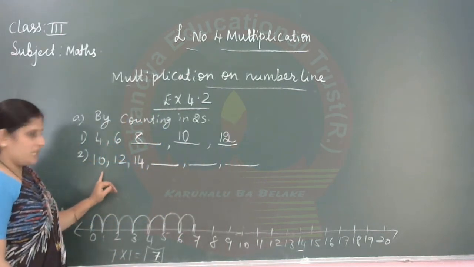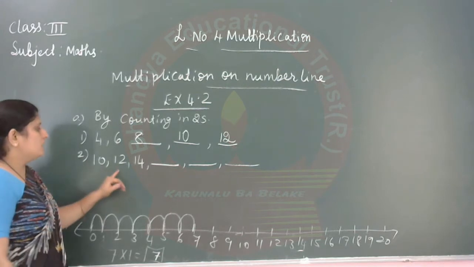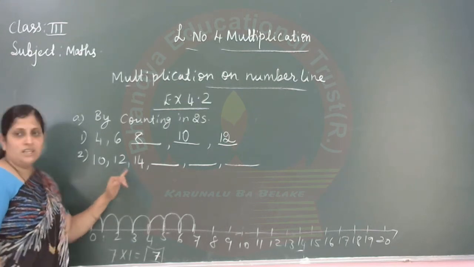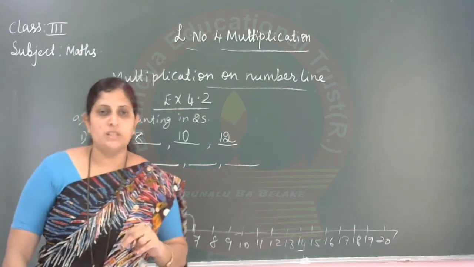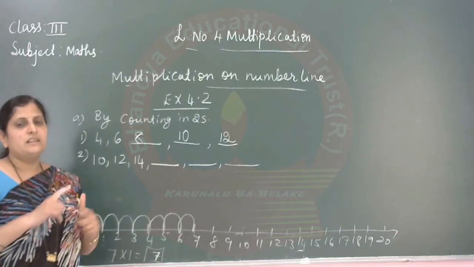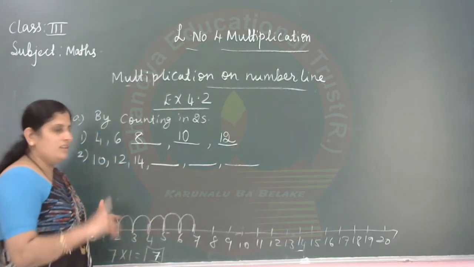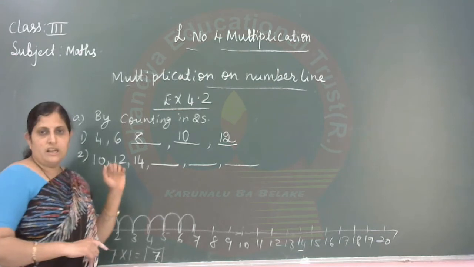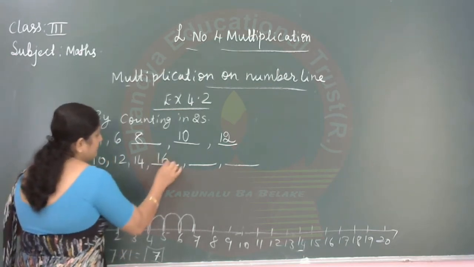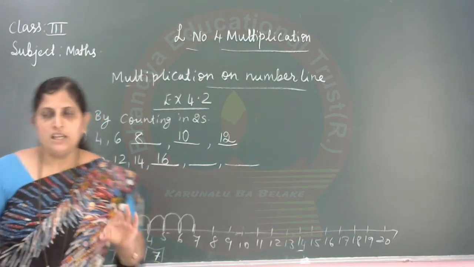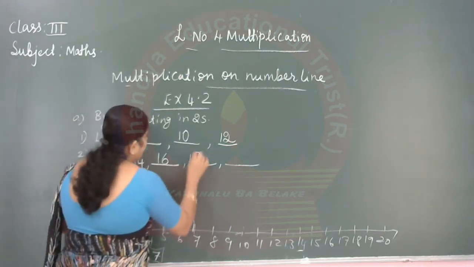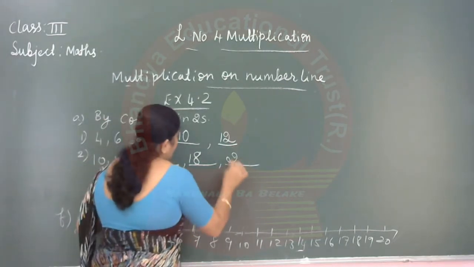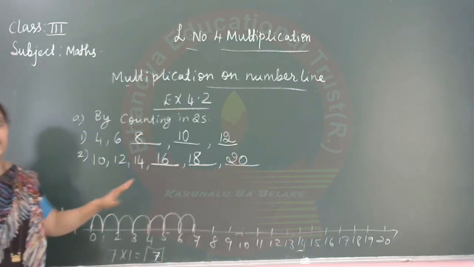Now next. Again in this one, 10, 12, 14 is given. So count in twos. 2 steps we have to jump now. Here 10, after that 11, 12. Correct? 12, after that 13, 14. Next, 14, after how much here? 14, after that 15, 16. 16, after that 17, 18. Counting 2, 18, after that 19, 20. Correct? So here 20. In this way you have to count in twos.